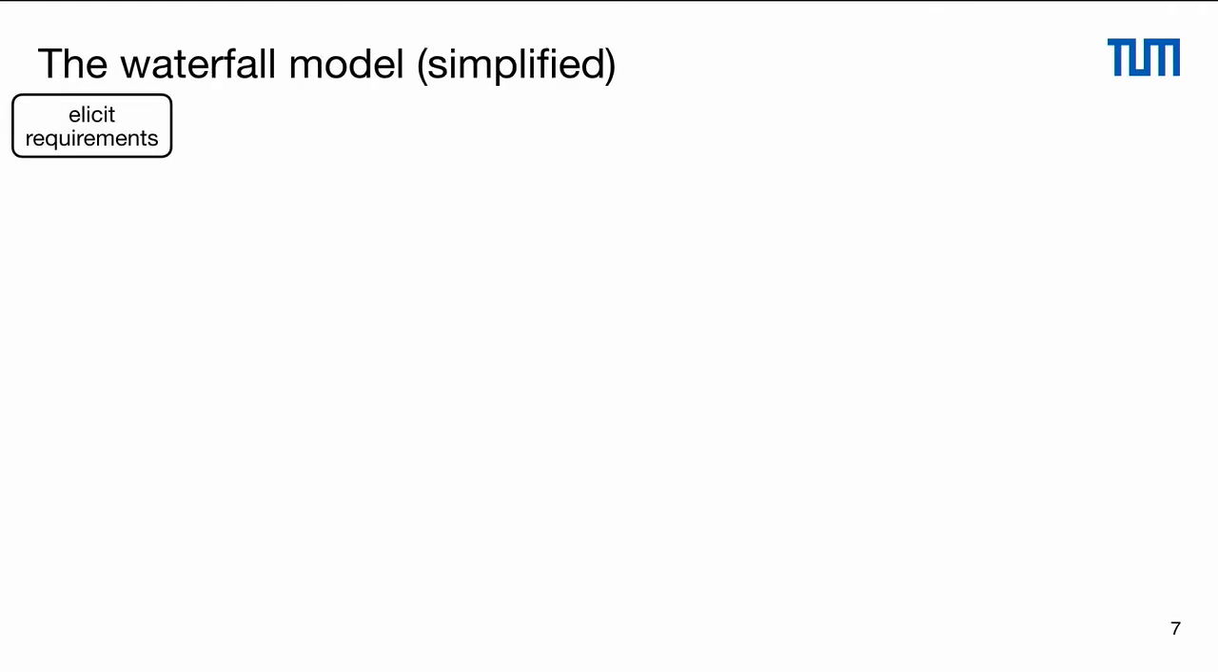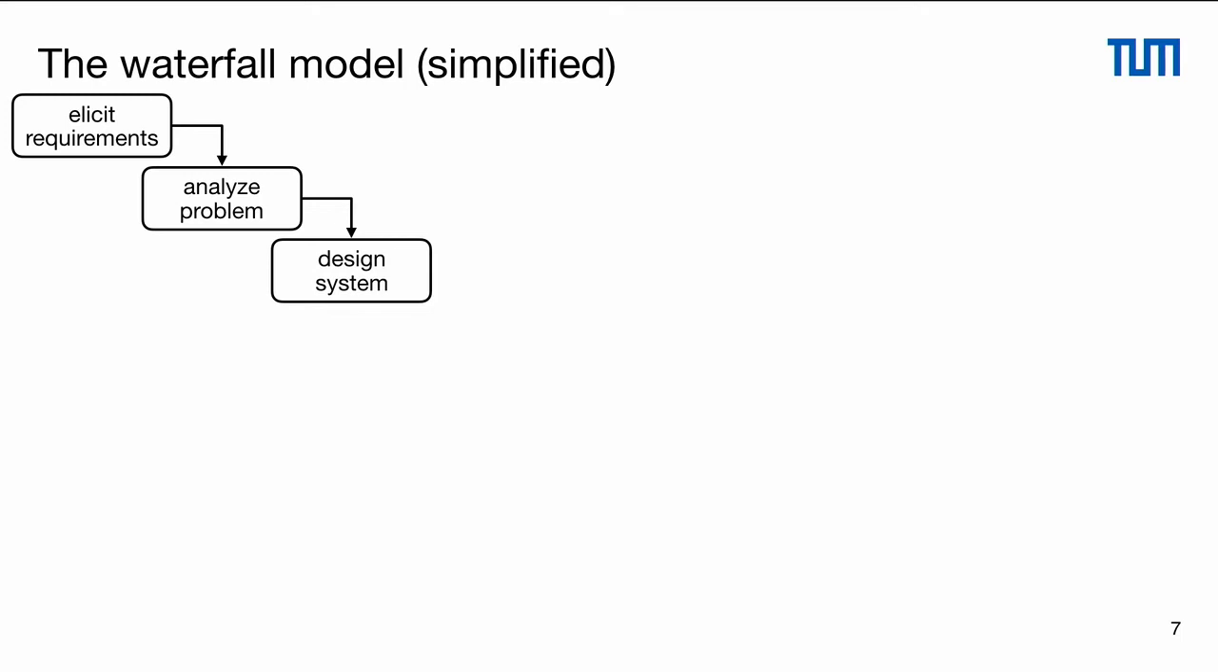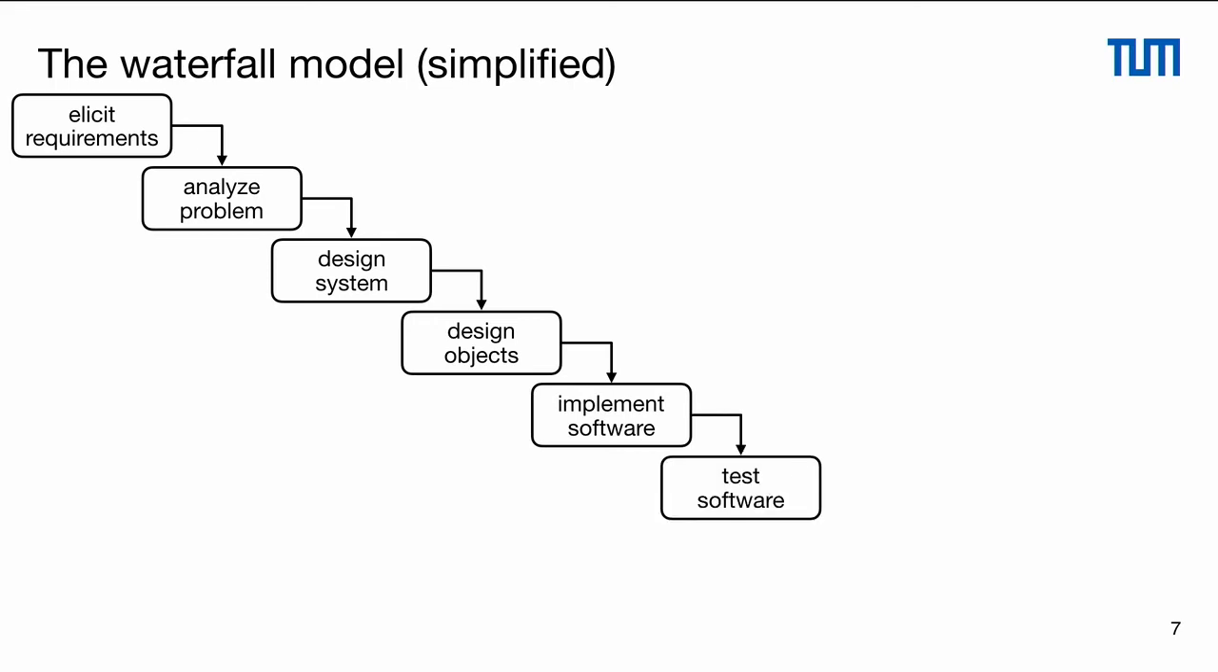Let's consider one example. One of the first software lifecycle models was the waterfall model, and we see a simplified version in this slide. It was originally defined in the 1970s by Royce and has a sequential flow of activities. We start with eliciting the requirements, and only if we finish the full activity, we go to the next activity, analyze problems. And only if we finish this one, we go to design of the system, we then design the objects, we implement the software, we test the software and deliver the software at some point, and then finally we maintain the software.